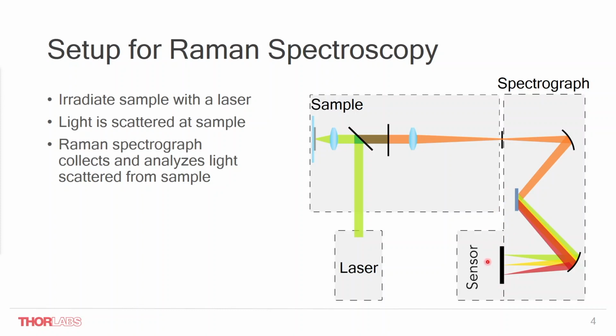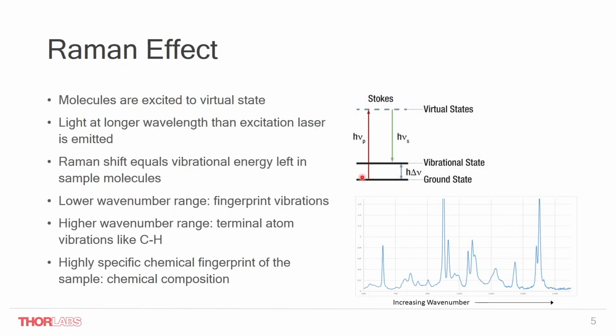What you can observe when doing this analysis is that the scattered light has different wavelengths than the initial excitation beam. To understand this and to see what information you can get from this change in wavelength, let's have a look at the physics behind the Raman effect. First, the sample molecules are excited from the ground state to a virtual state. The lifetime of the state is very short, and the molecules will relax fairly quickly. Most immediately go back to the ground state and scatter light of the same wavelength as the excitation laser. But some relax to excited vibrational states and emit light at a longer wavelength.